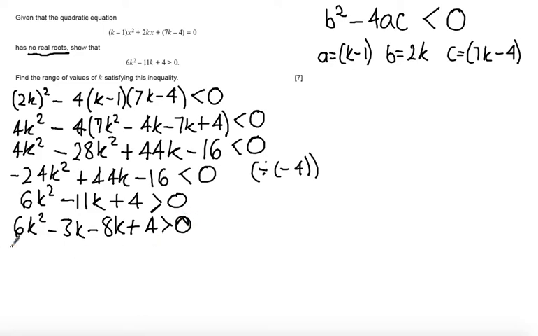So factorising my first two terms, I can take 3k out as a common factor, leaving inside the bracket 2k − 1.